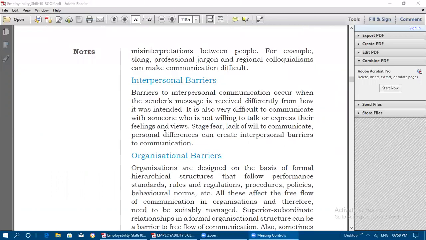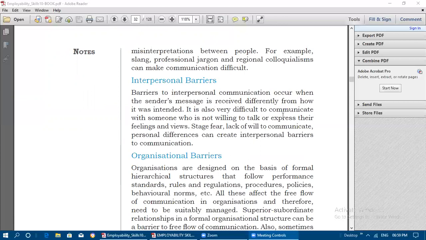And next one is interpersonal barriers. Barriers to interpersonal communication occur when the sender's message is received differently from how it was intended. So the sender will be saying something in the correct way and the receiver will be understanding in a different way. So what purpose that message was conveyed, if it is received on the recipient side in a wrong manner, then automatically it will be an interpersonal barrier only.